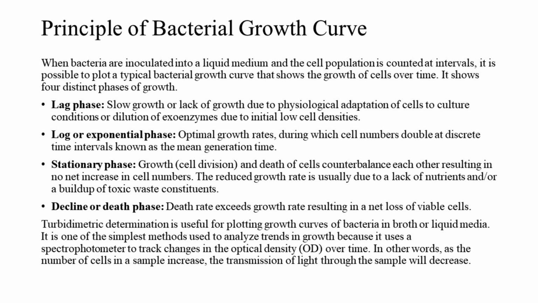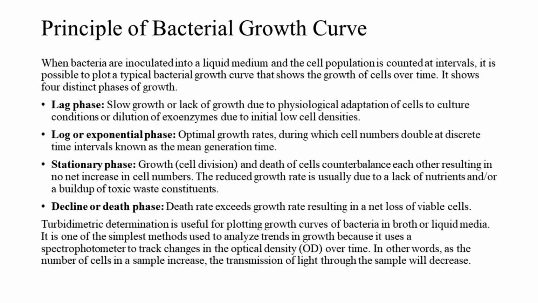Stationary phase: growth, cell division, and death of cells counterbalance each other, resulting in no net increase in cell numbers. The reduced growth rate is usually due to a lack of nutrients and/or a buildup of toxic waste constituents. Decline or death phase: death rate exceeds growth rate, resulting in a net loss of viable cells.